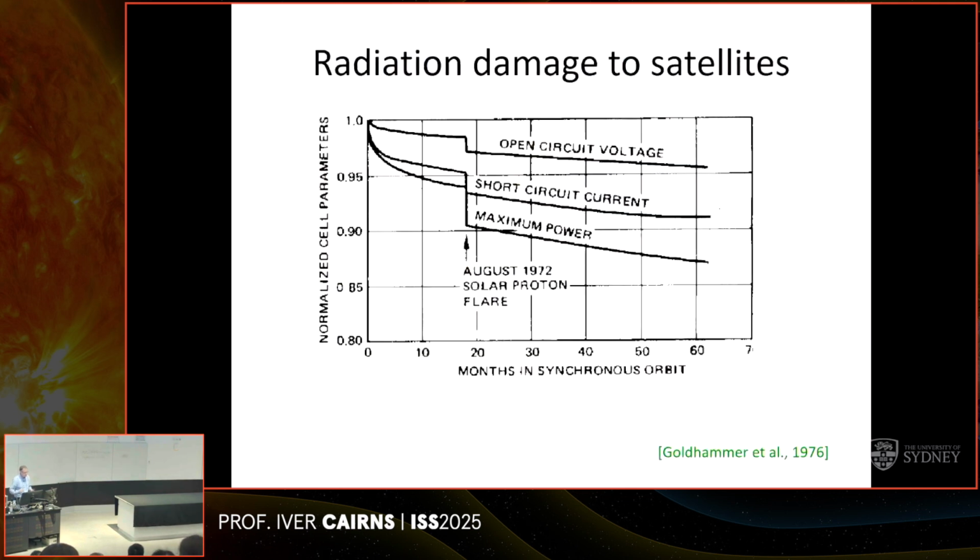So here's one example of radiation damage. It's a very old one, but it's quite nice and clear. It's just looking at various voltages and currents on solar cells on a spacecraft in space. And you can see here that in a particular time, August of 1972, there was a big solar event, and you got substantial changes in the characteristics of your solar cell. And this is due to the current channels being broken. But not all of them, just some.